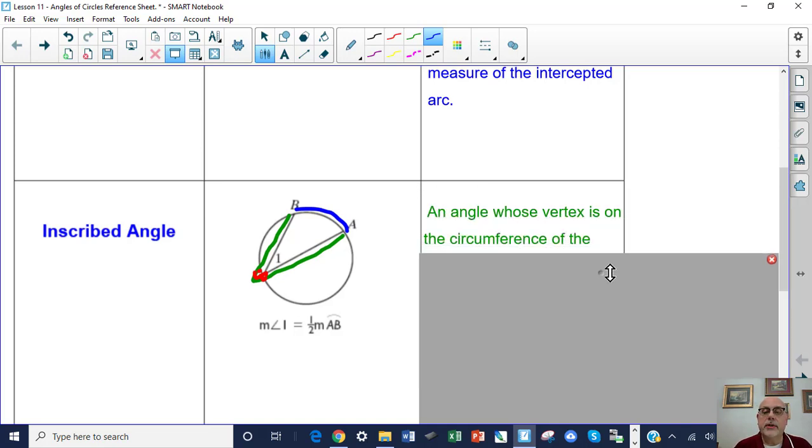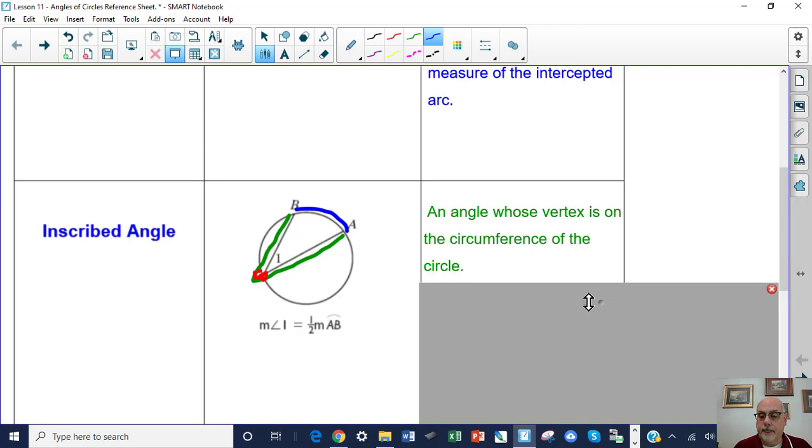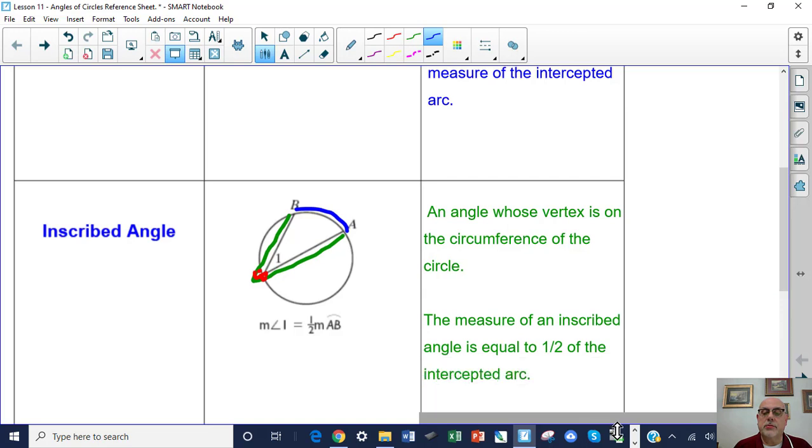So an angle whose vertex is on the circumference, like this one, is called an inscribed angle. The measure of an inscribed angle is equal to half of the intercepted arc. Let's make sure you have that down. So if arc AB is 40 degrees, that angle, right here marked angle 1, will only be 20. Vice versa, if I tell you that that angle is 30, then the arc will be 60. Okay? The angle is 1/2 the arc. Or you could say the arc is twice the angle. All right? You have to make sure you get these down.